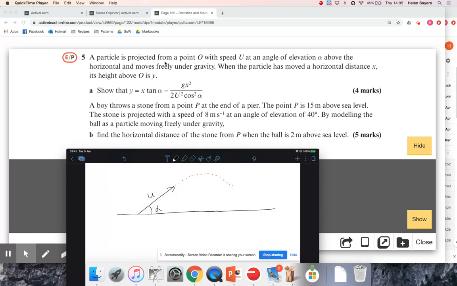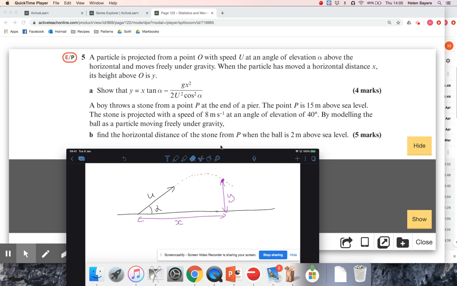And I think we did see this in an earlier question. So we're basically saying at any point on that journey, the vertical distance it's travelled, or its height above the origin, is y, and the horizontal distance it's travelled is x. And then we want to come up with something linking x and y. So this is very, very similar to question 2. If you've done question 2, this is a really similar idea.